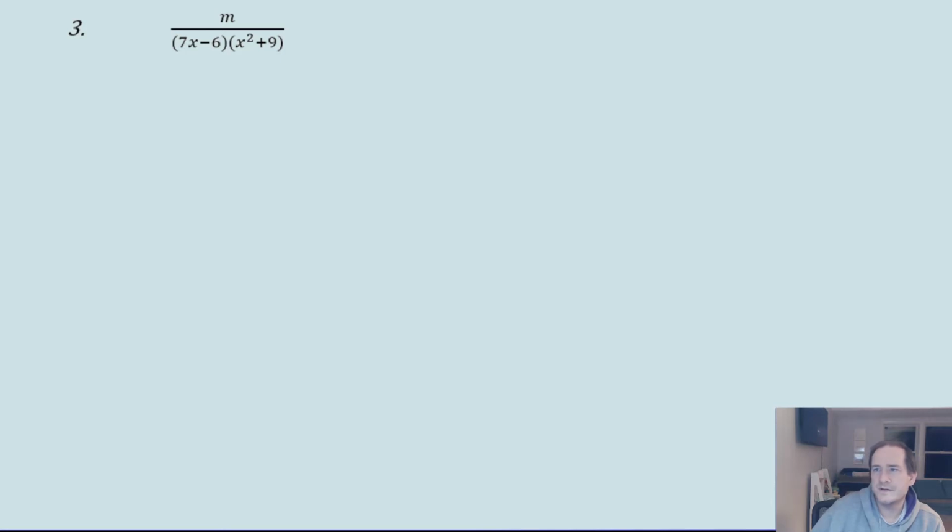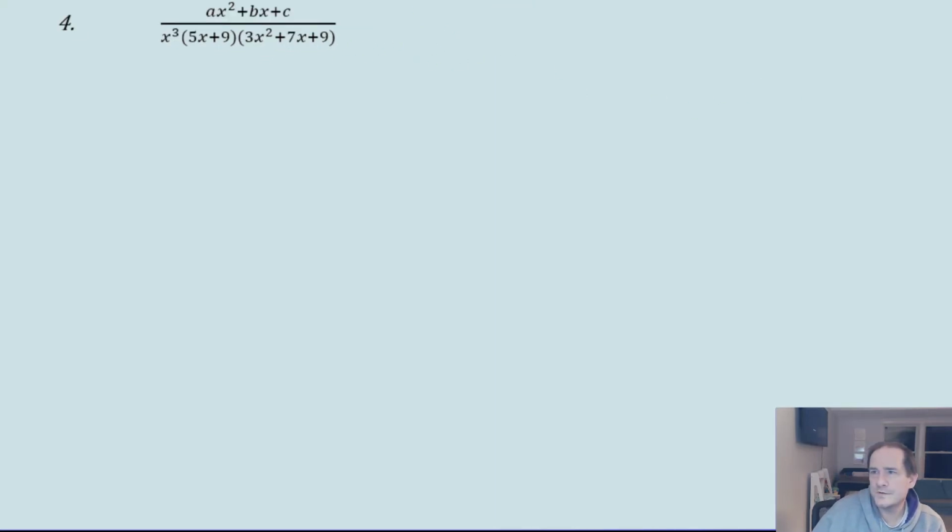Number 3. This one's a little more cut and dried. The m in the numerator doesn't mean anything. You guys can ignore that. But basically you'll have a 7x minus 6. You'll have an x squared plus 9. And since this is an irreducible quadratic, we're good to go. This is a linear, so just put an A. This will be a bx plus c. But that's a fairly simple one in my opinion.